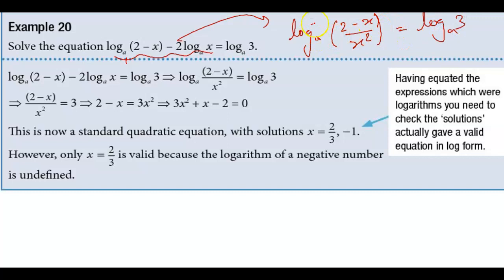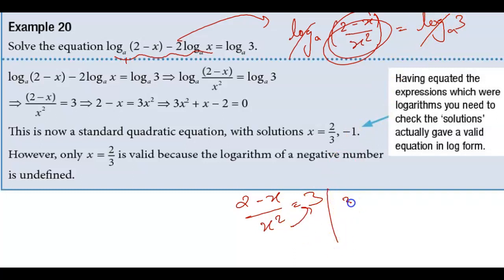Can we remove log on both the sides? Yes, we can do that. So I'll be left with (2 minus x) upon x square equals 3. Now solve this. So 3x square equals 2 minus x. Take it on the left side: 3x square plus x minus 2 equals 0.